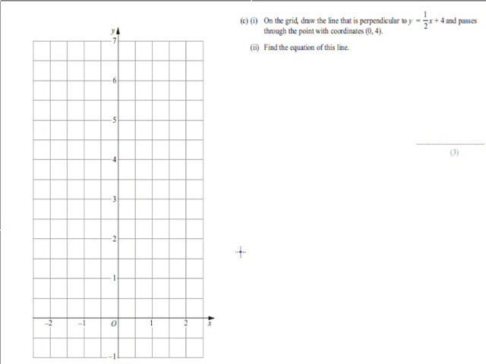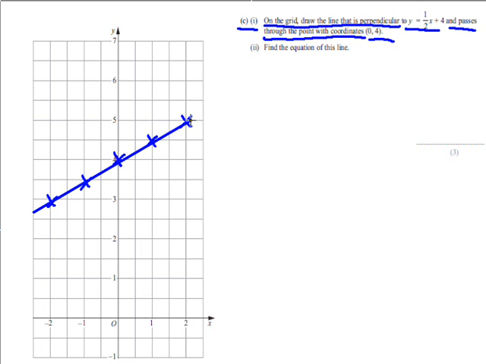Question 8c, part 1. On the grid, draw the line that is perpendicular to y equals half x plus 4 and passes through the point with coordinates 0, 4. So I'm just going to start off by drawing that line y equals half x plus 4, which we have from the previous question. So that's y equals half x plus 4.